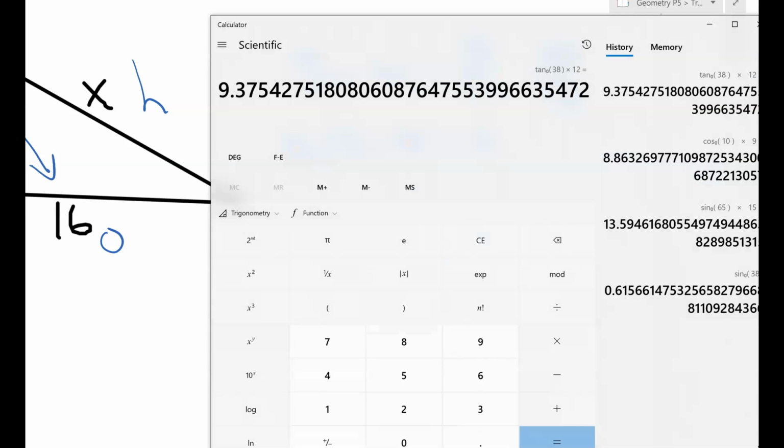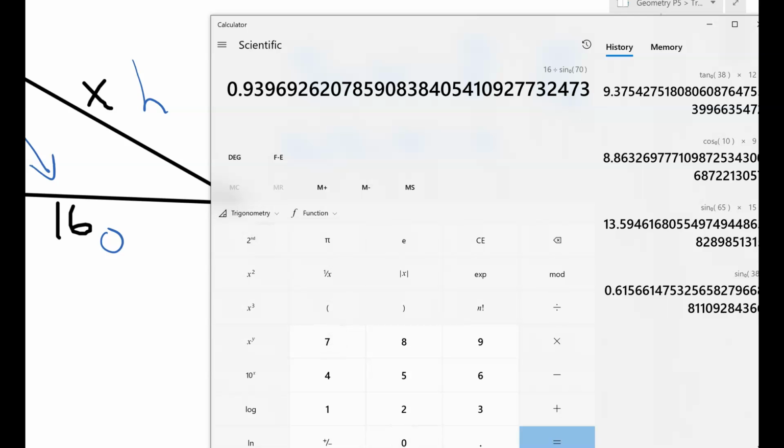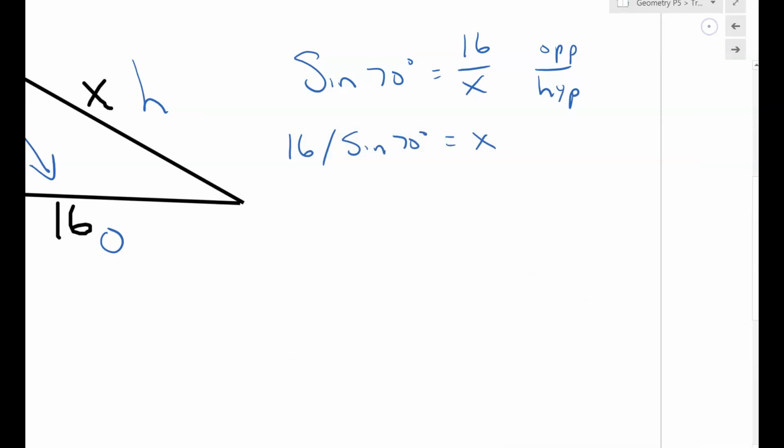So on this one, let's see if I can do this. I didn't even try this one out, actually. So 16 divided by, and what was that, 70. So we should be able to say 70 and trig, and what was it, sine? And that does work out. Then we have to hit enter, because the number on the screen right now is only for sine of 70. So I hit enter, and I get 17.02, or we could say 17.0.